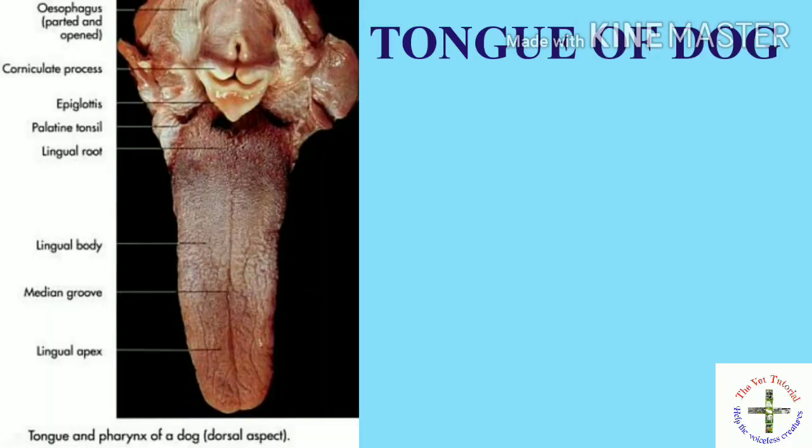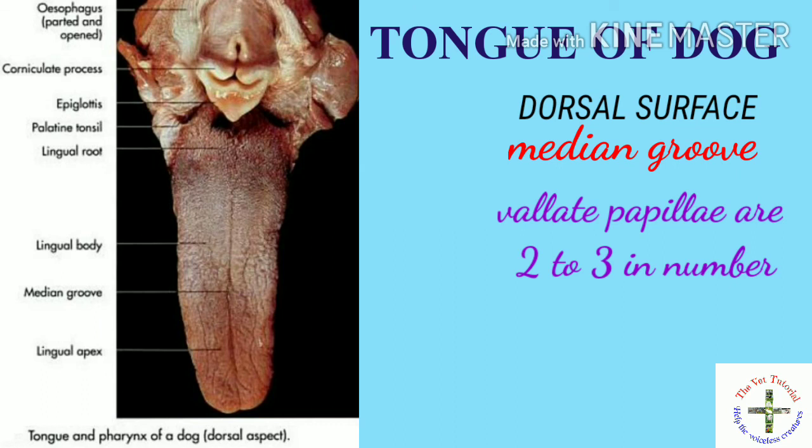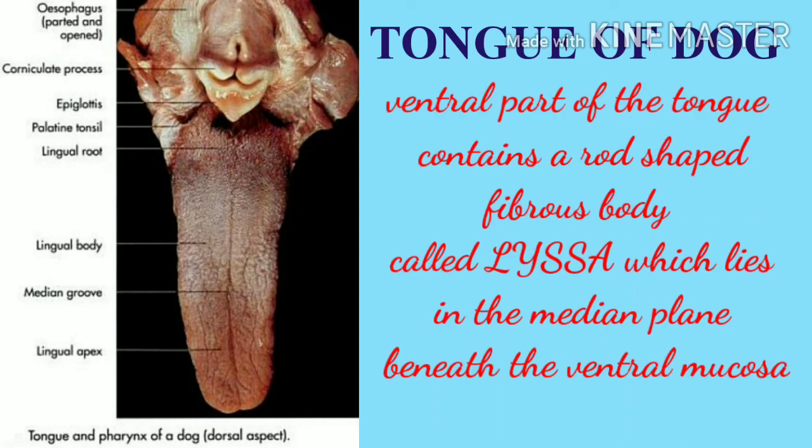Then tongue of dog. It is highly mobile and as I already told, dorsal surface presents a median groove. The vallate papillae are 2 to 3 in number on each side. Foliate papillae are also present. And the ventral part of the tongue contains a rod-shaped fibrous body known as lyssa, which lies in the median plane beneath the ventral mucosa. It extends from almost the tip of the tongue to the root of the tongue but does not reach the hyoid bone. It is composed of fibrous connective tissue, adipose tissue, striated muscle fiber, vessels and nerves.